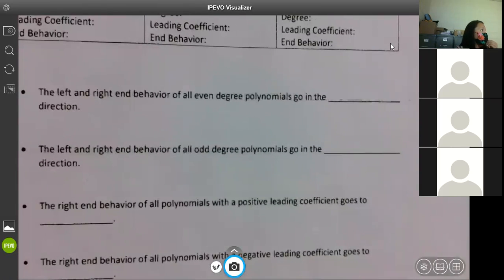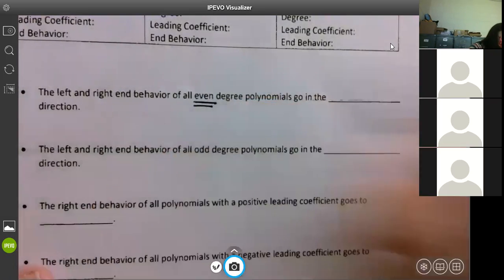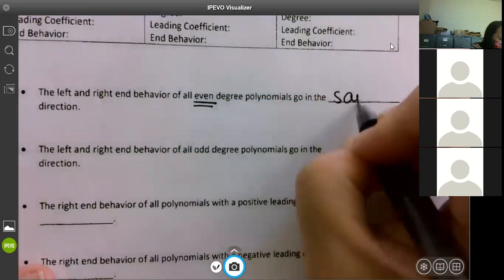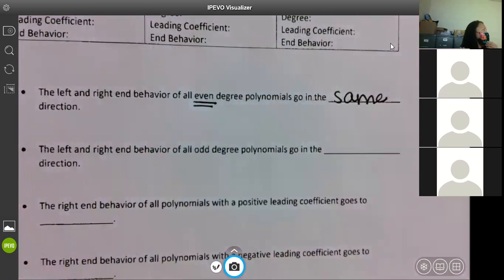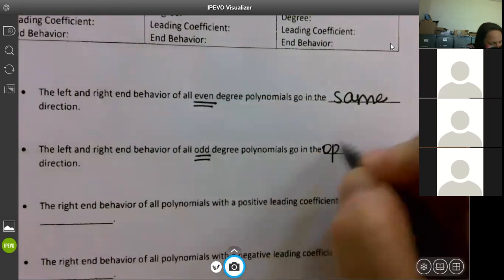This is the same thing that I wrote in your cheat chart. So if you don't understand what this is, it's the cheat chart, okay? The left and right end behavior of all even degrees, I told you even goes in the same direction. That's your cheat chart. The left and right end behavior of all odd degree goes in opposite directions.